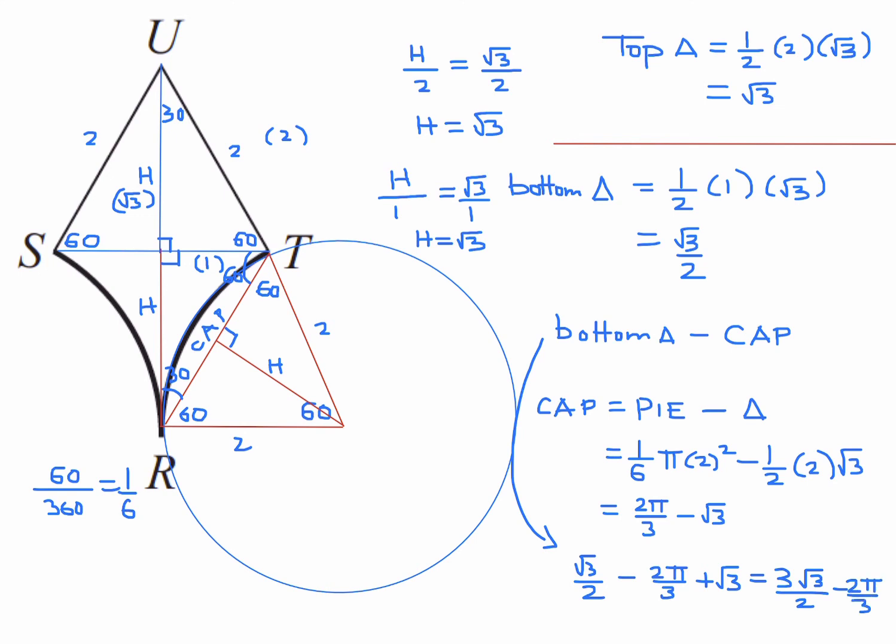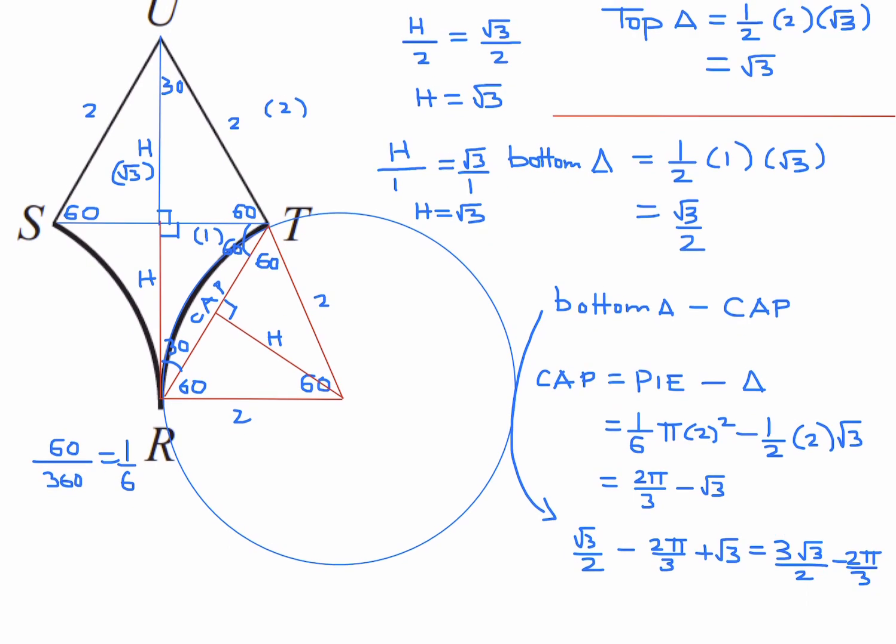All right, so we are almost done here. Now we just figured out this part, but we're going to double it because we have to figure out that part also, right? And that's just twice of what we figured out right here. So 2 times that would be 3 √3 minus 4 pi over 3. So that's this part right here.